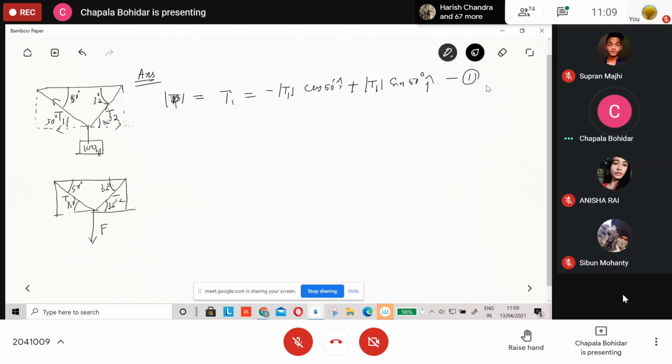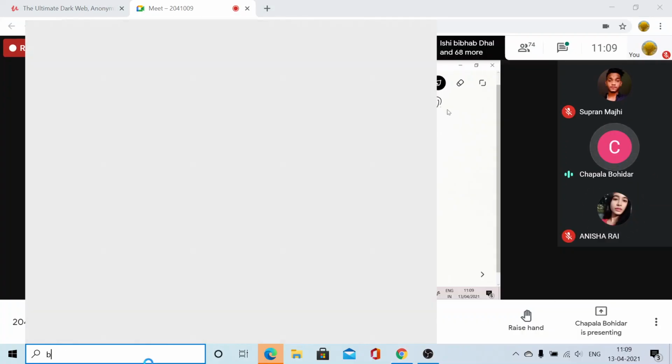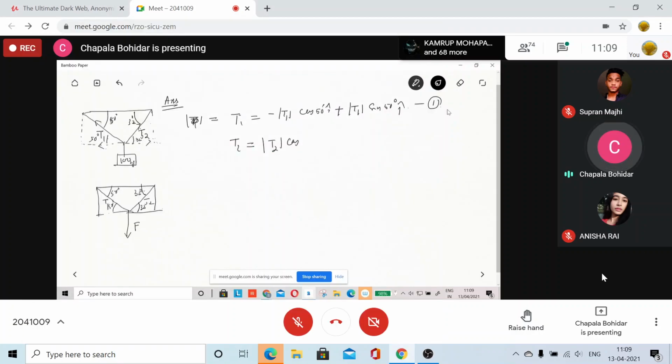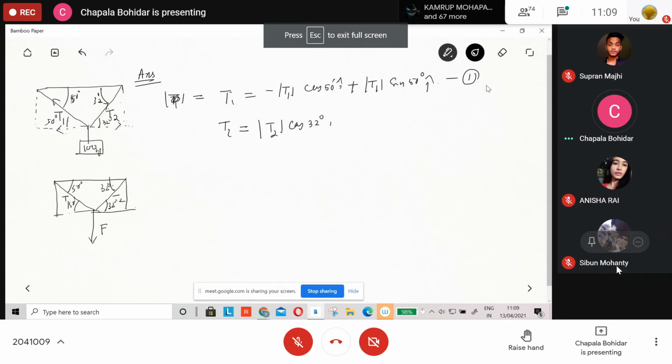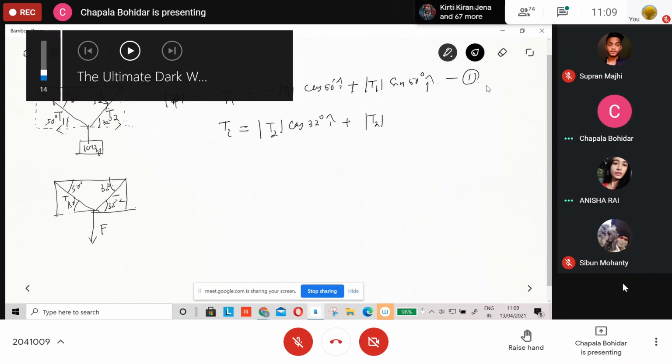Equation 1. Then T2. Tell me T2. It is in the positive direction. T2 cos 32 degree i cap. Yes, very good. Absolute value of T2 cos 32 degree i cap plus T2 sin 32 degree j cap. Say equation 2.